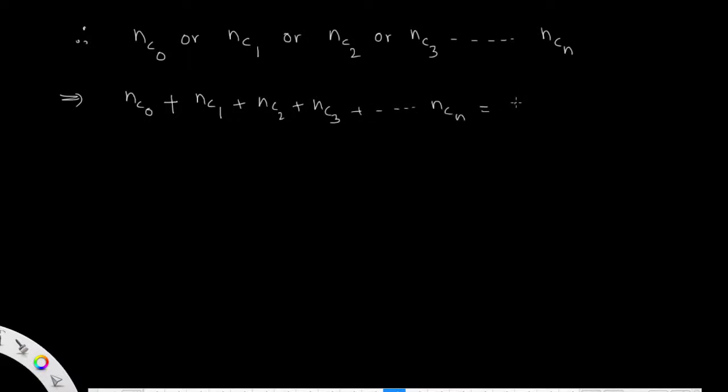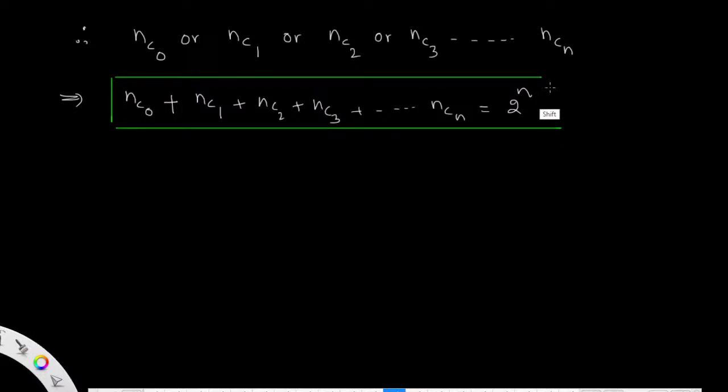How many possibilities did we just learn? 2 power n. This is the most important formula. The total number of combinations of n distinct things is always 2 to the power of n. Next, the last formula.